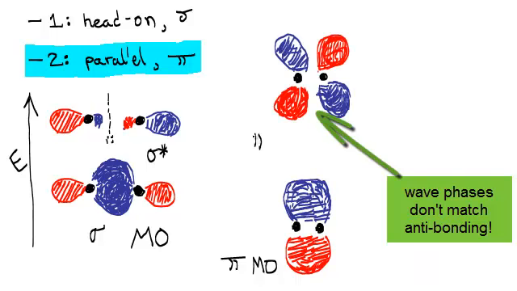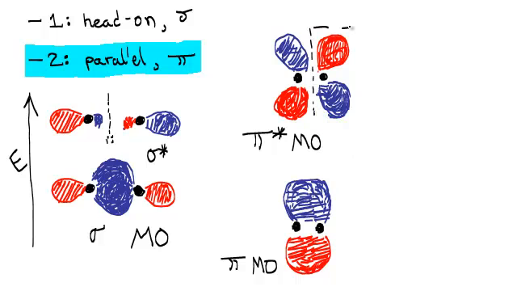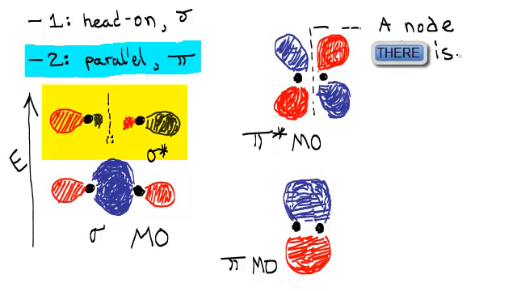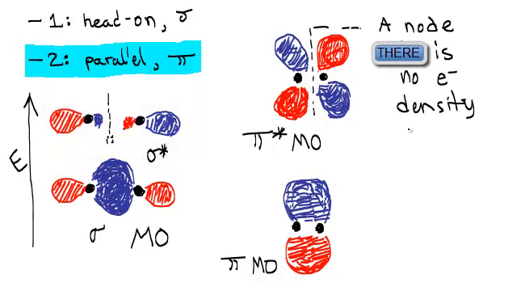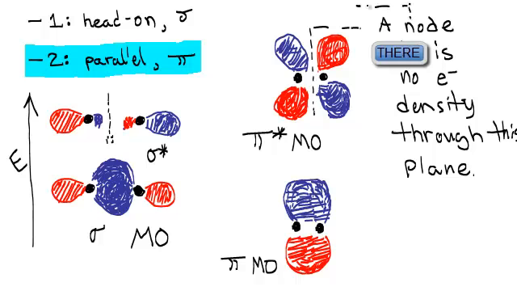We start with two atomic orbitals and make two molecular orbitals, pi and pi star. Just like the sigma interaction, in the antibonding orbital, the starred orbital, there is a node, a region of no electron density between the two atoms in the antibonding orbital.